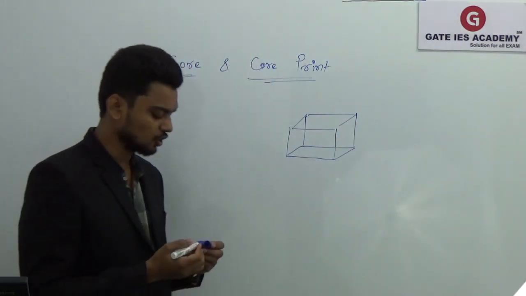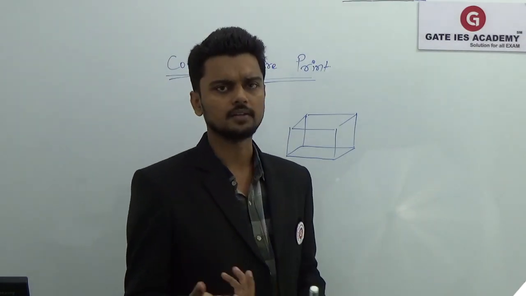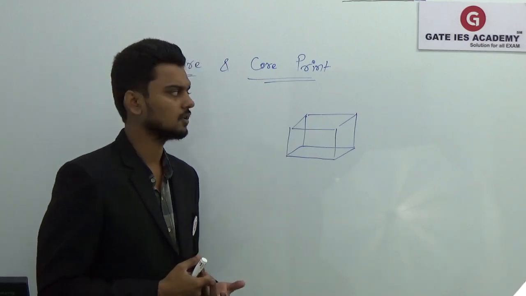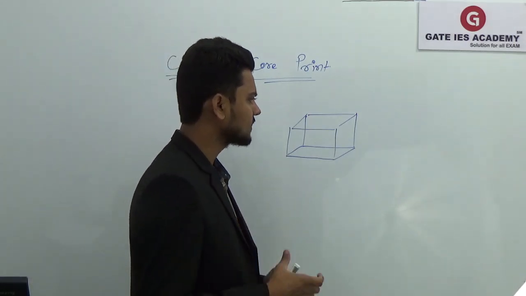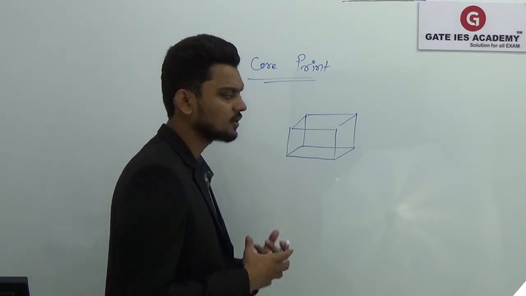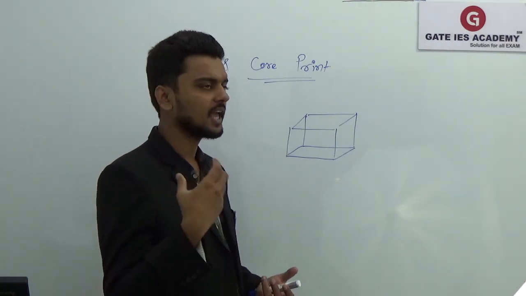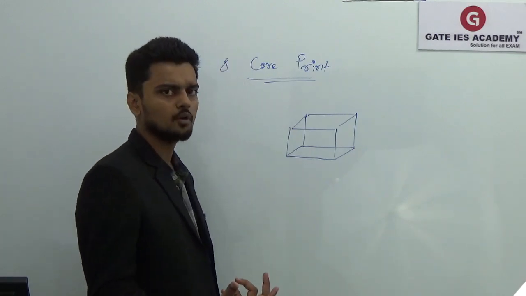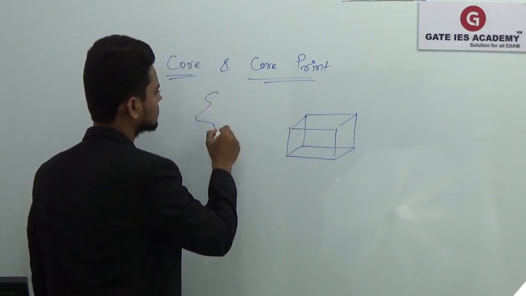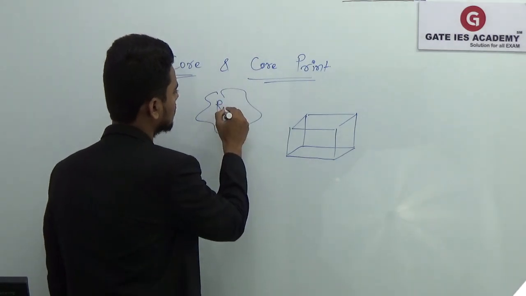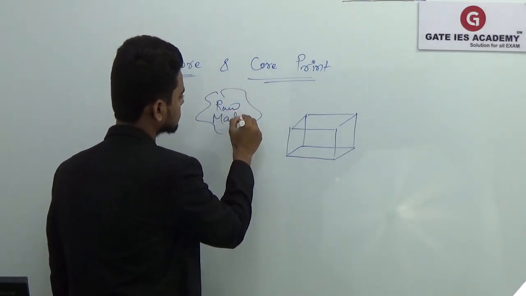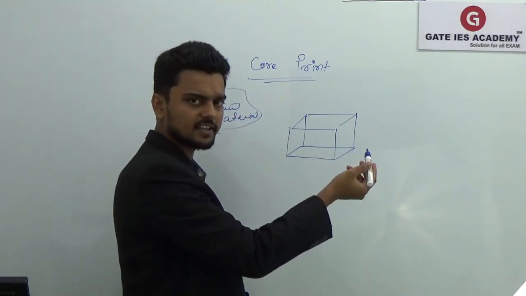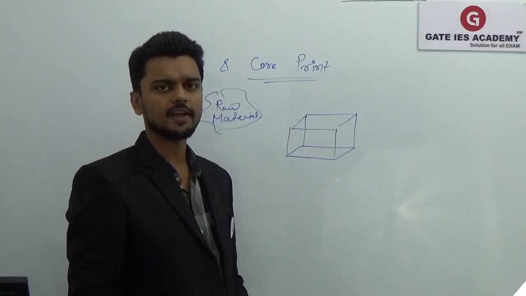To make this cube, we require the cube pattern, which may be of wood, plastic, or anything. By using that pattern, you will make the cavity in your mold. Once you have the mold, we have some raw material. You will melt it, pour it into that cavity, and allow it to solidify.